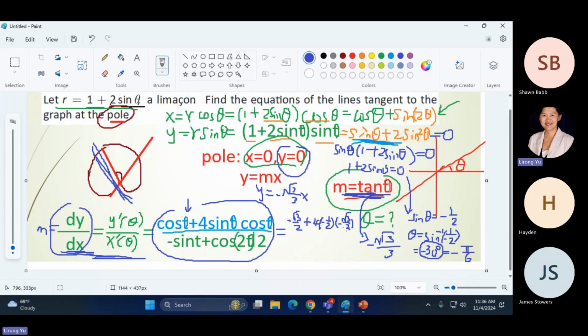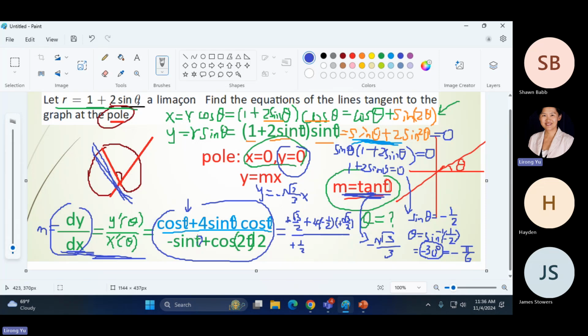The cosine is negative, so the sine cosine should be positive. Cosine of negative pi over 6 is positive root 3 over 2. The sine is negative. Cosine is positive in the fourth quadrant. So down here, negative 1/2 becomes positive 1/2.